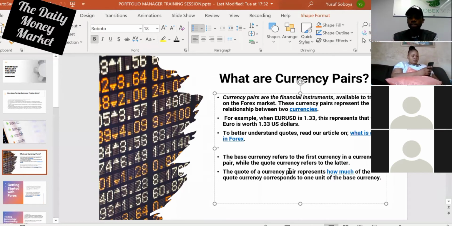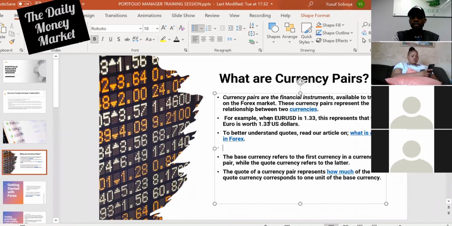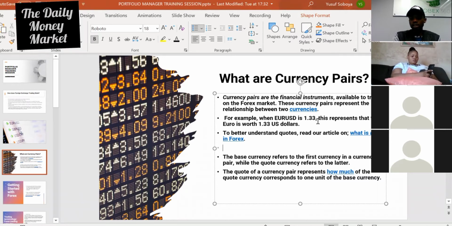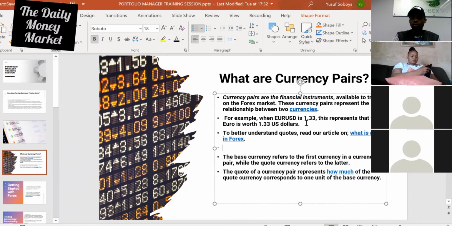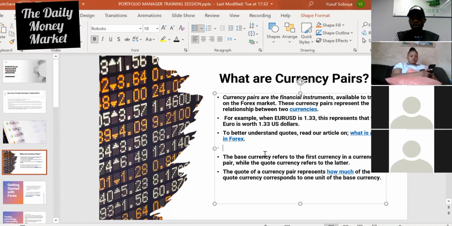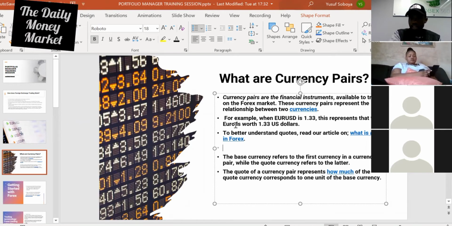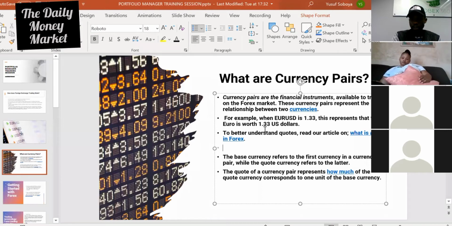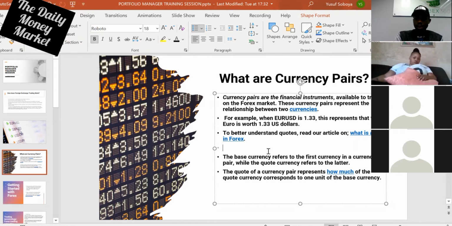It can't be USD and USD. It has to be USD versus a different country. So for example, when EUR/USD is 1.33, it represents that the euro is worth $1.33. So if you see 1.33, it means $1.33 on the EUR/USD. Why does it say the euro only? Because it indicates EUR/USD, but it gives you the price only for the euro, $1.33. Does anyone understand the reason why?